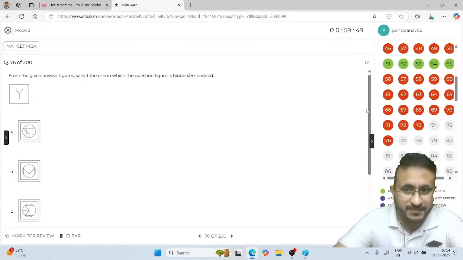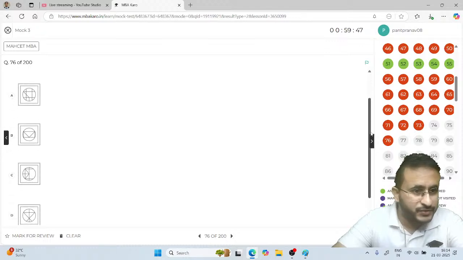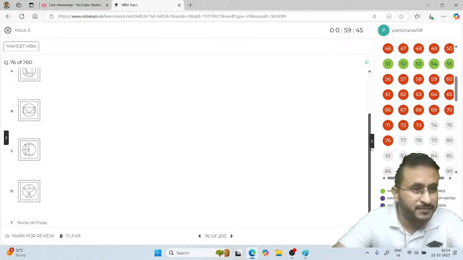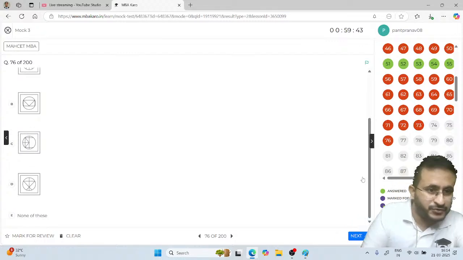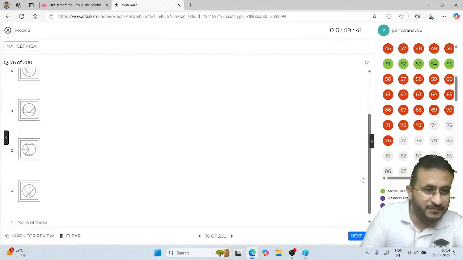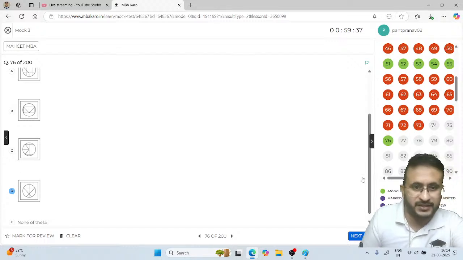Embedded, this Y shape is embedded in which figure? So if you see Y shape, Y है ना ऊपर, if you see option D यहाँ पे बीच में Y दिख रहा है, triangle के दो साइड्स और एक वर्टिकल लाइन सेंटर.